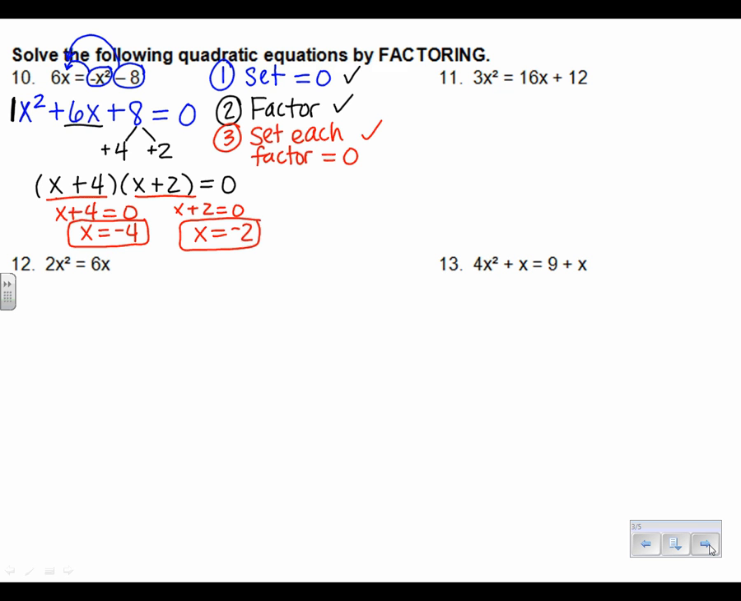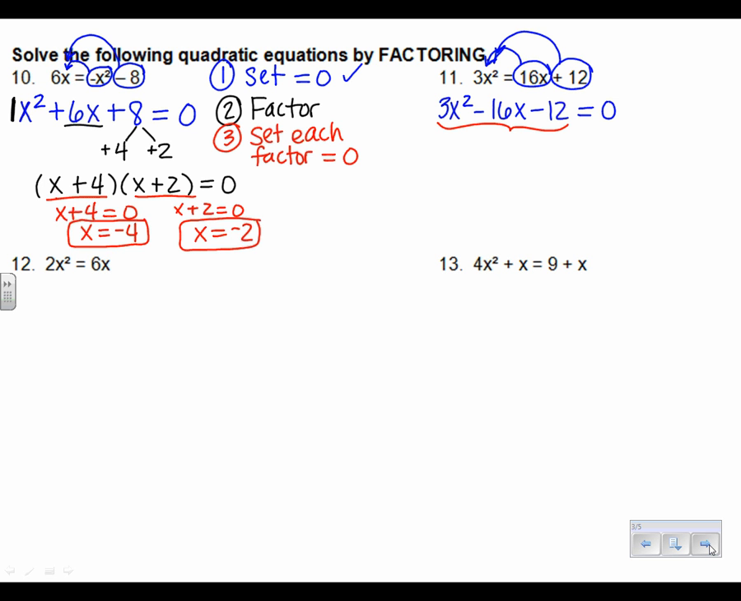Number 11. I'm going to use the same 3-step process here and check it off as I go. Step number 1, set number 11 equal to 0. So I'm going to have to move the 16x and the 12 both to the left, which changes their sign. They both become negative in this case. Now I need to factor this polynomial that's left over completely.